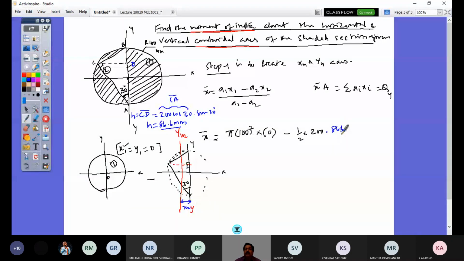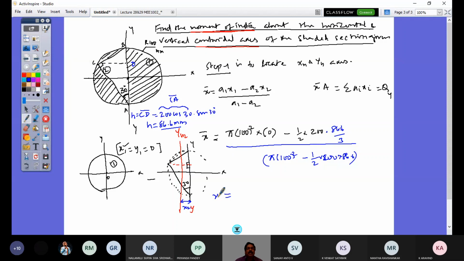And this numerator, whatever it gives me, is the first moment summation, divided by the composite area. So composite area is circle area minus triangle area. So that is pi into 100 square minus half into 200 into 86.6. If I work this out, I would get my x bar. So what is the x bar value? Simply 11 mm. You can just work this out.